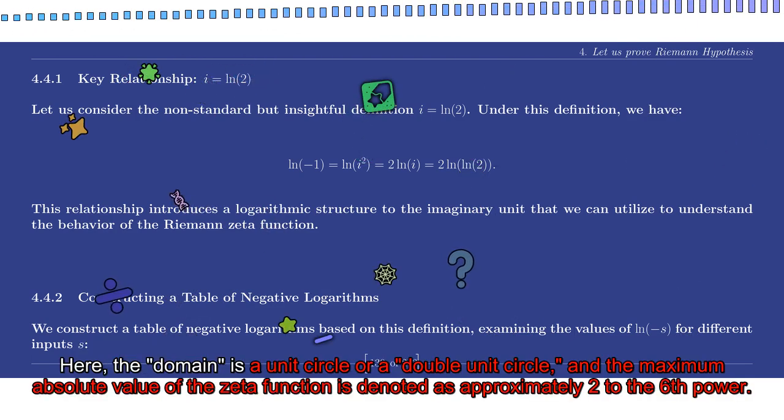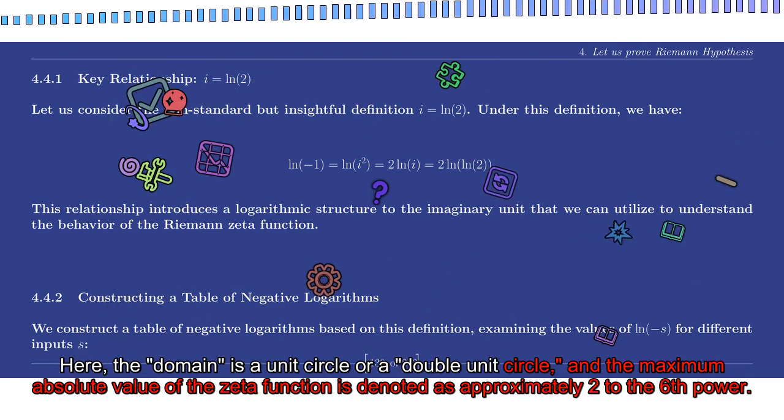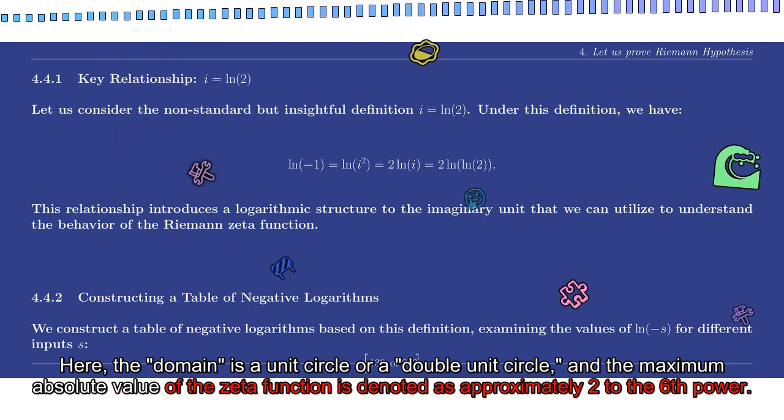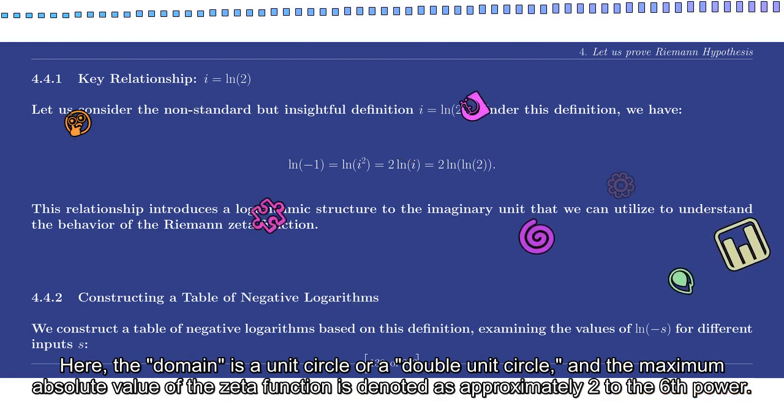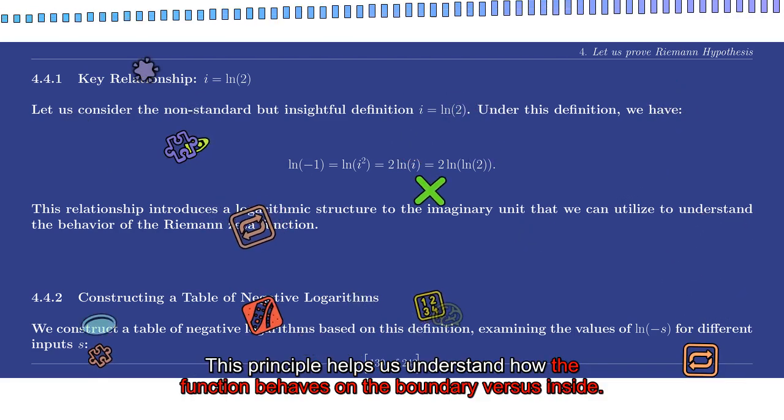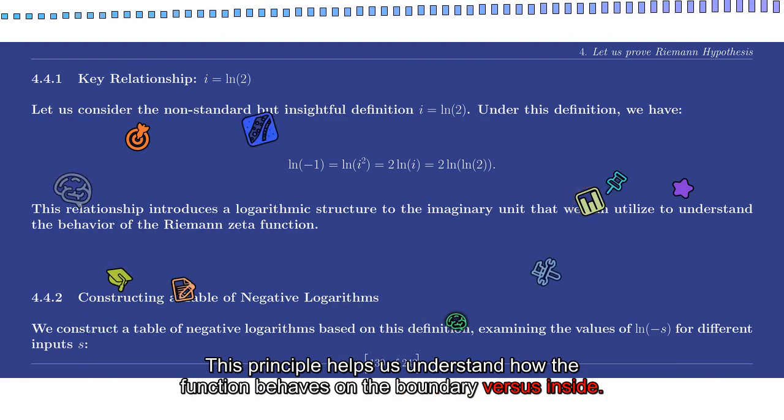Here, the domain is a unit circle or a double unit circle, and the maximum absolute value of the zeta function is denoted as approximately 2 to the sixth power. This principle helps us understand how the function behaves on the boundary versus inside.